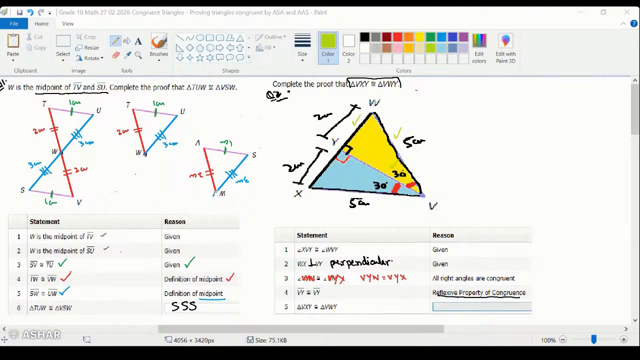Or we can say, I'll use a different color. Two angles were given to us, right? And one side was given to us. That is the common side. This is the common side, right? So can we use angle side? Or can we use side angle side? Angle, side, angle, right? Agreed?